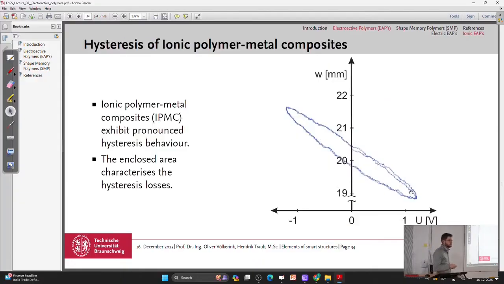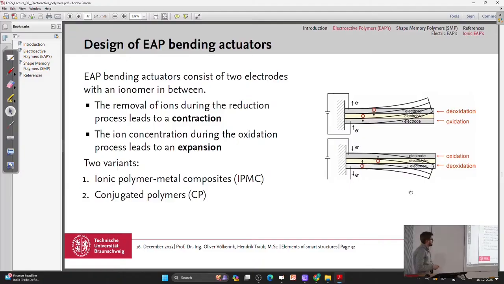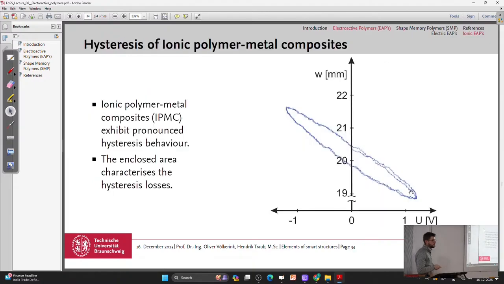Mm-hmm. Yeah. Come again? Yeah, no, I didn't show it. So I'm not sure if it comes afterwards. So conjugated polymers will come afterwards, but which are also electrical conductive. But I won't go into detail much.